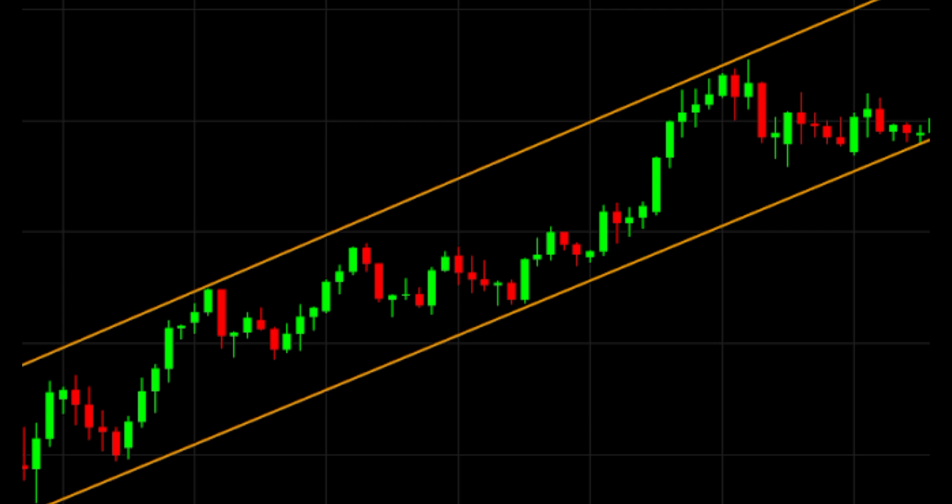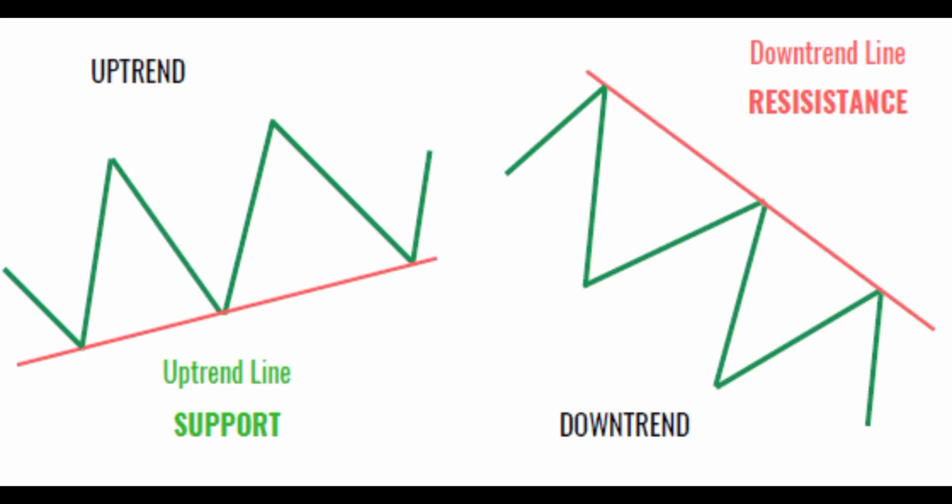Types of trend lines. Uptrend line. An uptrend line is drawn by connecting two or more consecutive higher lows. It represents the upward direction of the market, indicating increasing buying interest. Downtrend line. A downtrend line is drawn by connecting two or more consecutive lower highs. It signifies the downward direction of the market, suggesting increasing selling pressure.